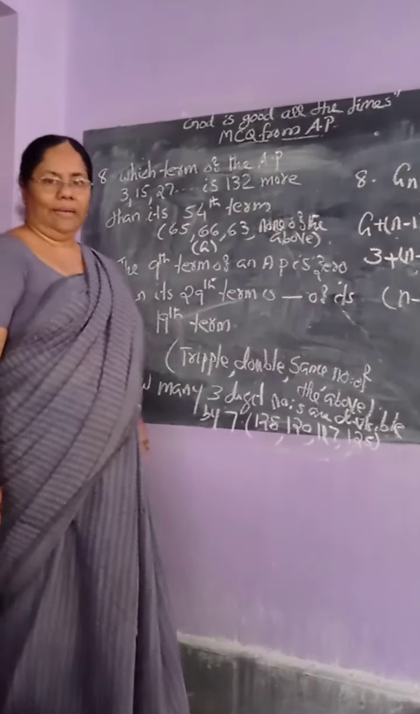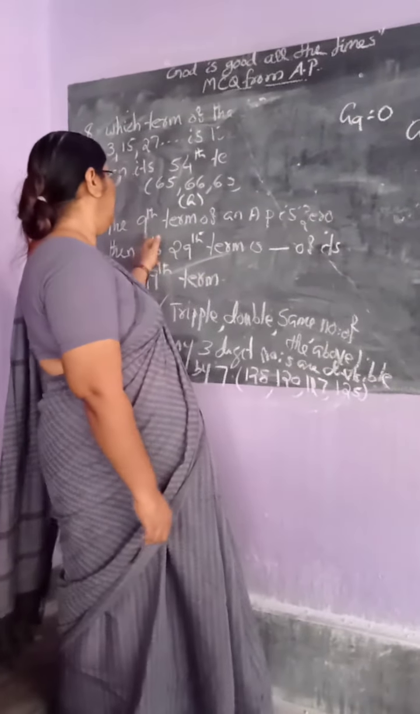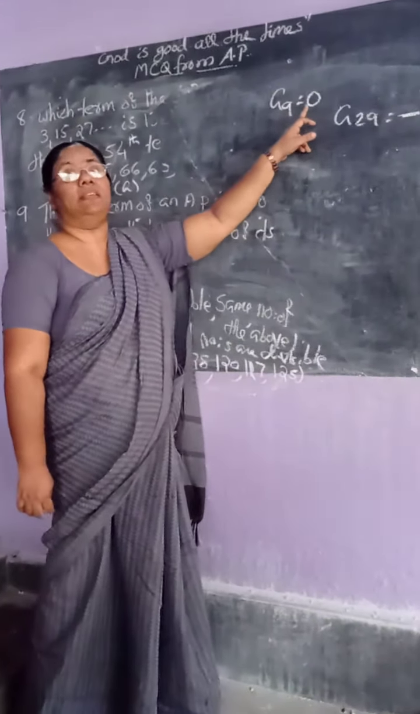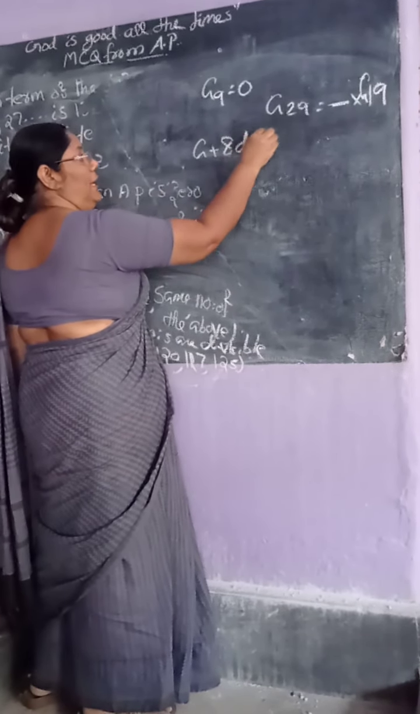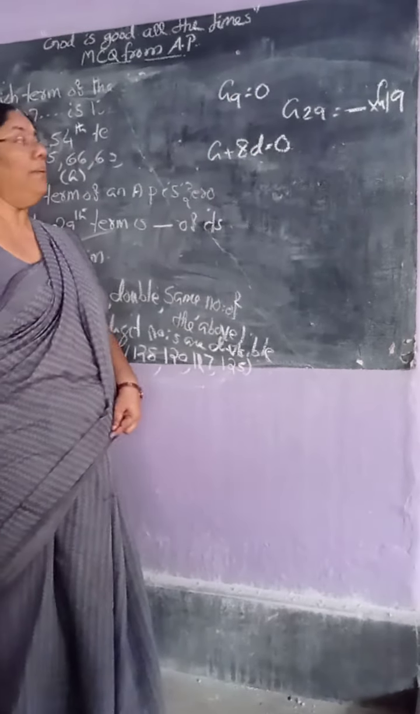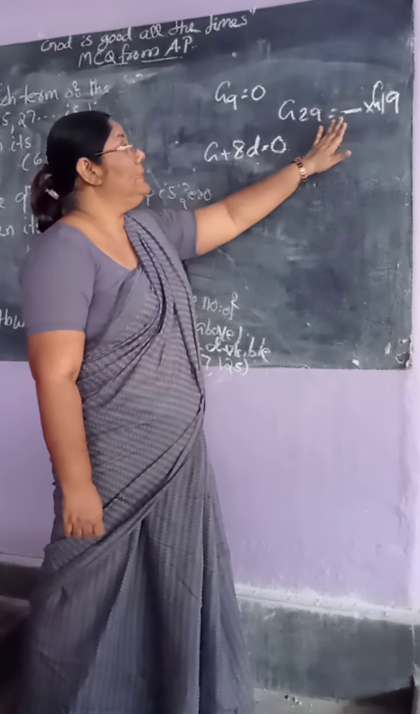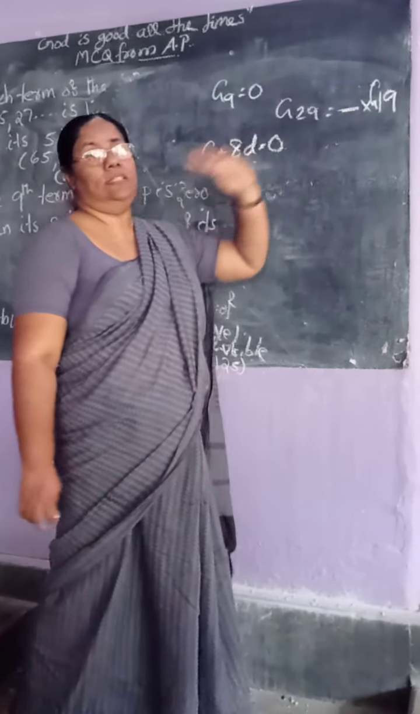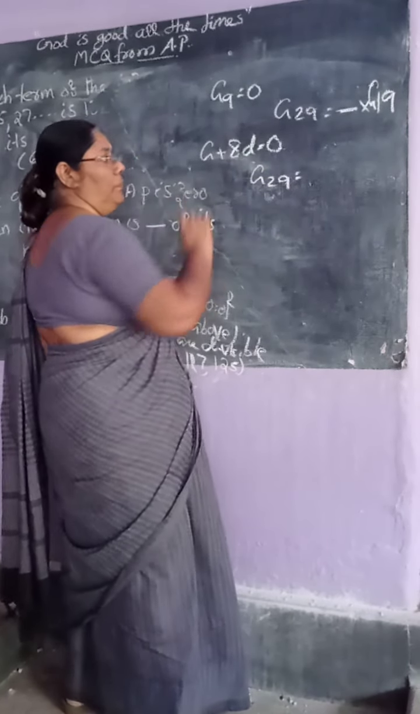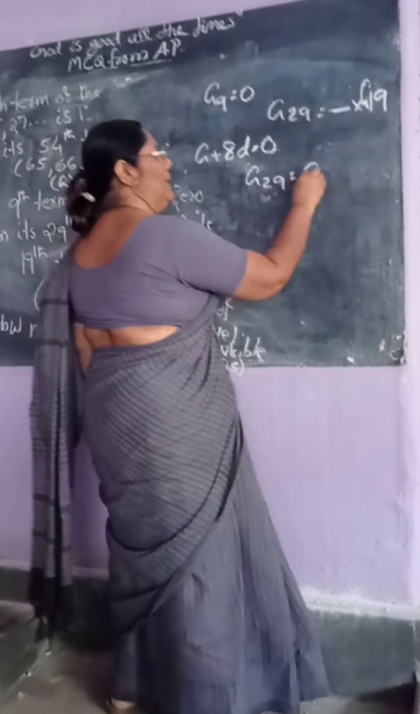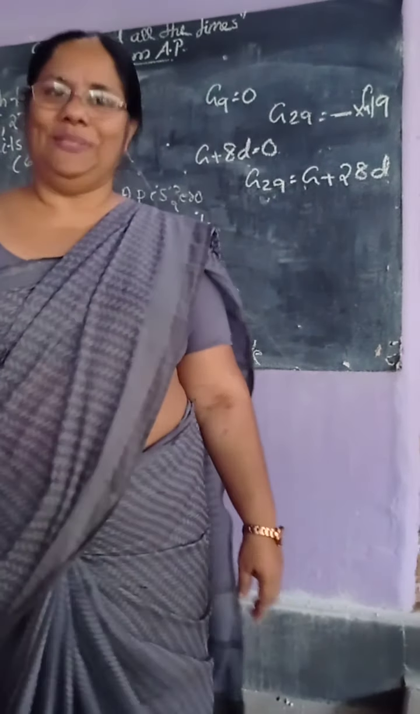Yes. Write the condition. Read the question. The ninth term is 0. A9 is 0. What is the meaning of A9? A9 means A plus 8D equal to 0. Here our aim is to prove that A29 is some multiple of A19. Therefore you take the LHS first. What is A29? The A29 formula is A plus 28D. All of you agree? A plus 28D.